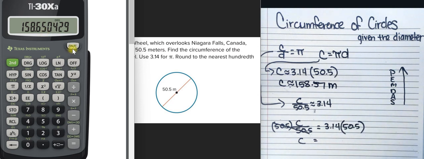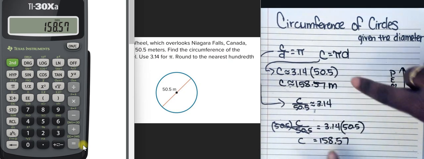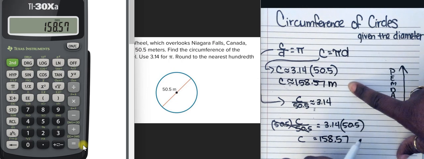However, on your problems, let's just stick with what they're saying. They're saying 3.14 for pi, and so we're just going to give them 3.14. But if they don't specify that, it is totally okay for you to use the pi button that they have on the calculator. So we're going to say 3.14 because they don't want us to go too far. They don't want us to be too precise. We're going to multiply that by 50.5. It's going to be 158.57. So notice that we did it both ways. We came out with the same answer.